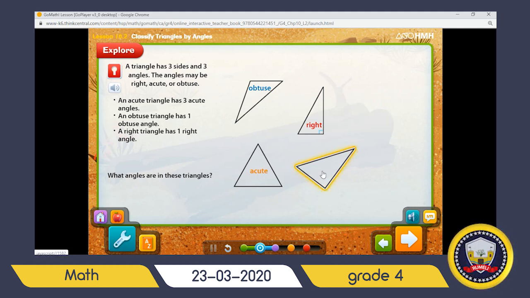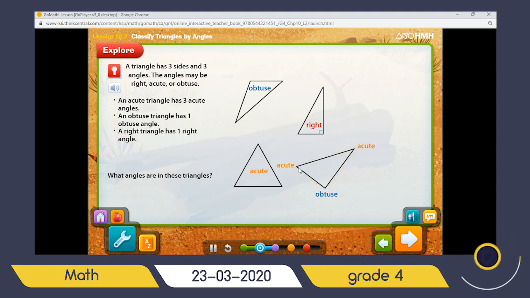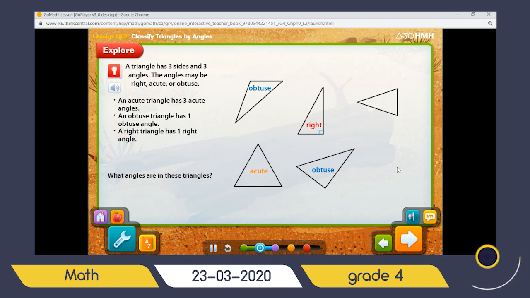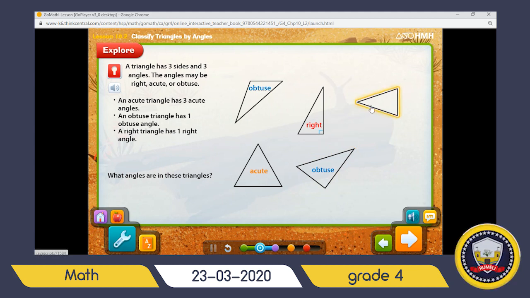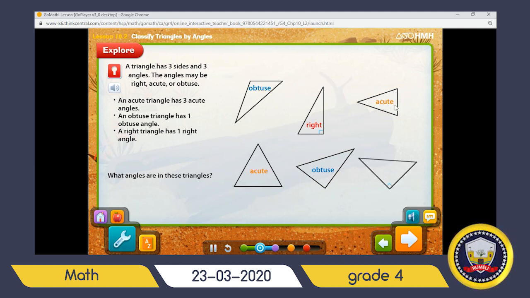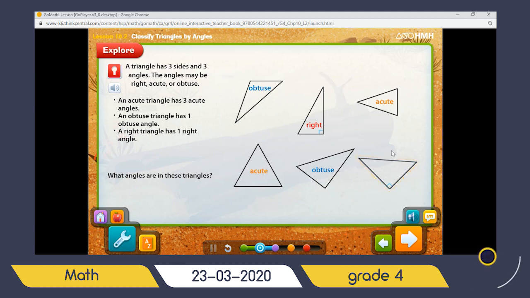Let's check the others. For example, this one. There are 2 acute angles, and one of them is obtuse. If one of them is obtuse, we will say it's an obtuse triangle. Okay, so the other one, let's check it. 3 angles and 3 of them are acute angles. If they are acute angles, we will say it is an acute triangle.